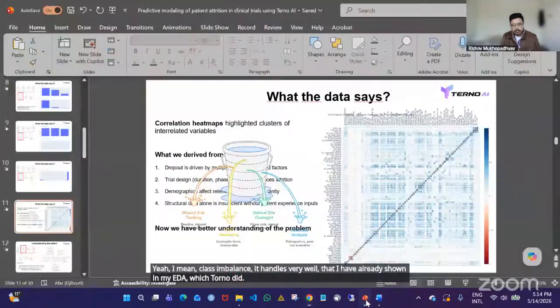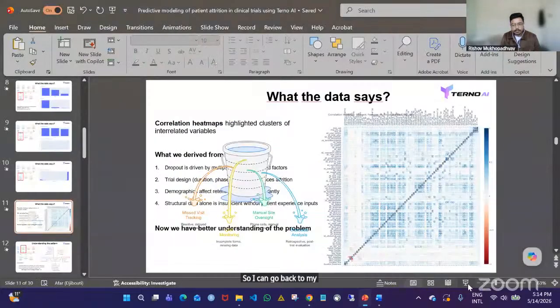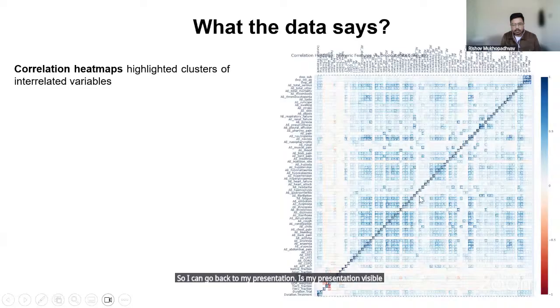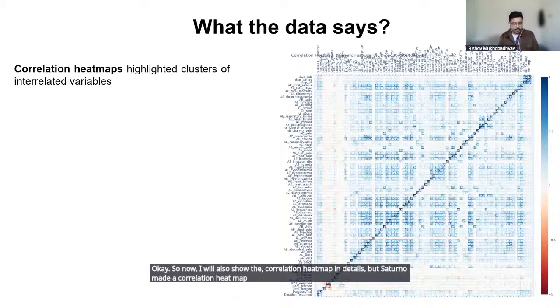So I can go back to my presentation. Is my presentation visible? Yes. Okay. So now I will also show the correlation heat map in detail. Turno made a correlation heat map with all the interrelated variables, which can be useful to predict patient attrition in a predictive model.